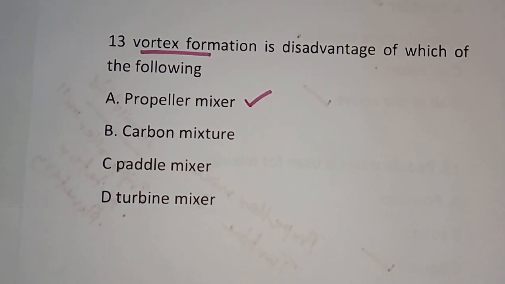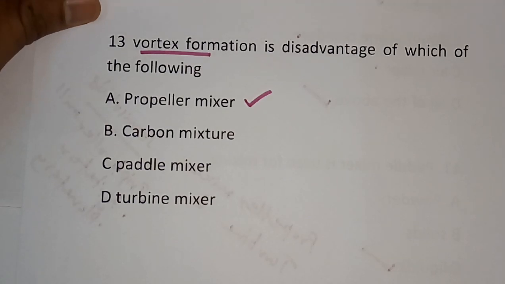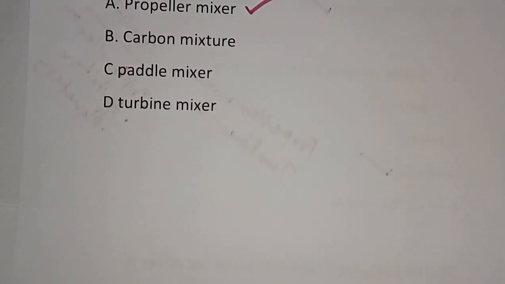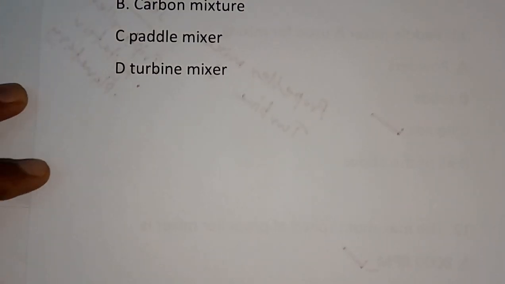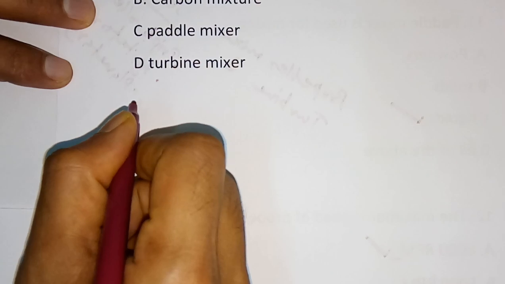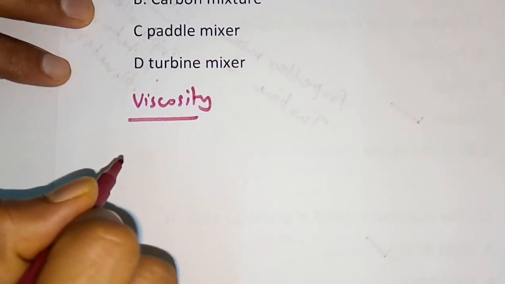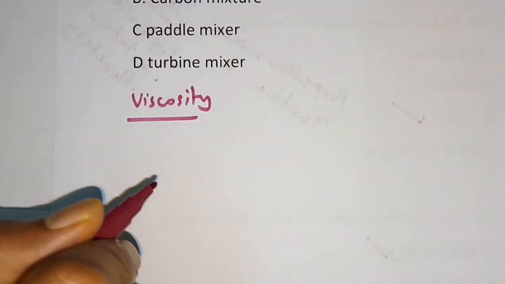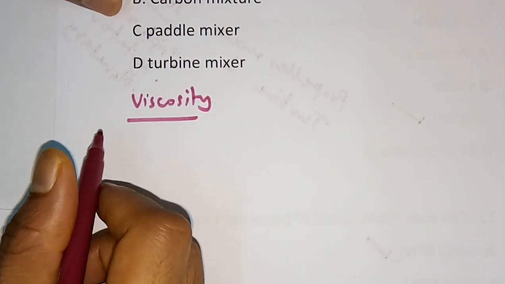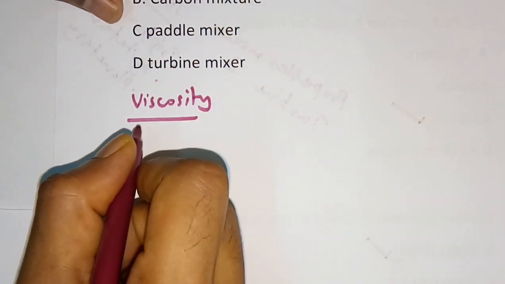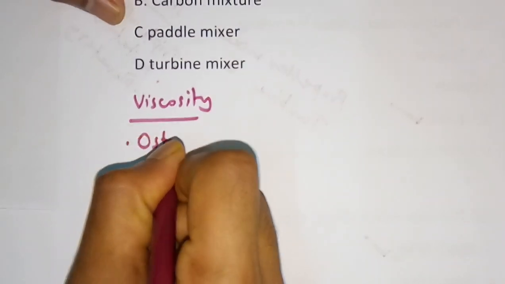These are the different multiple choice questions from this chapter, but we will see another important topic, that is viscosity. In case of viscosity, different methods, different machines and instruments are used for finding out the viscosity. This is also an important thing we will study here. Viscosity means a resistance to the flow. That is called viscosity.